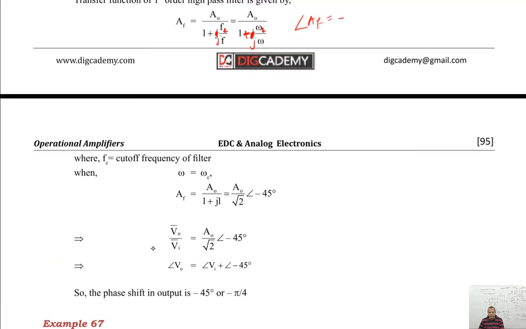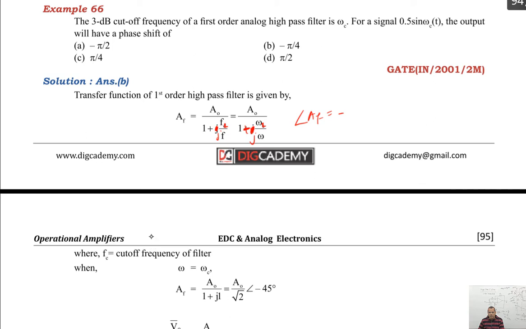So at the cutoff frequency, you can see the output will have a phase shift of.